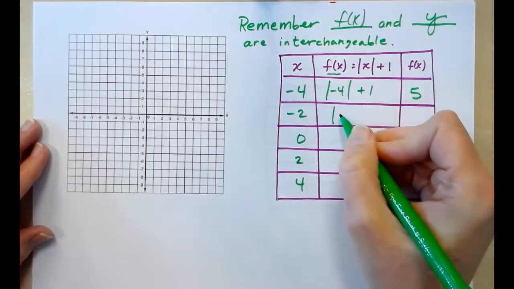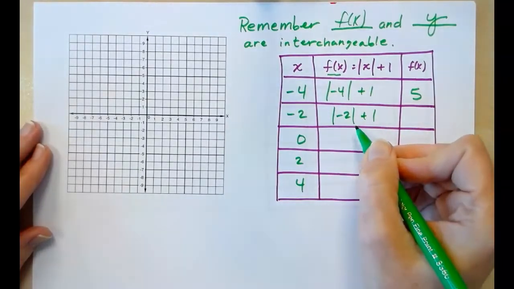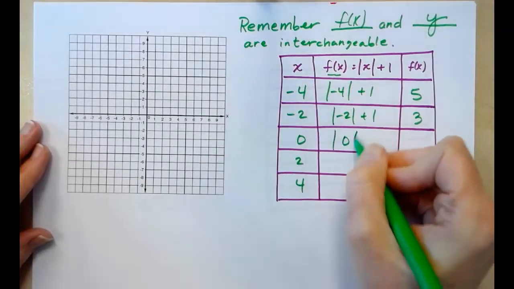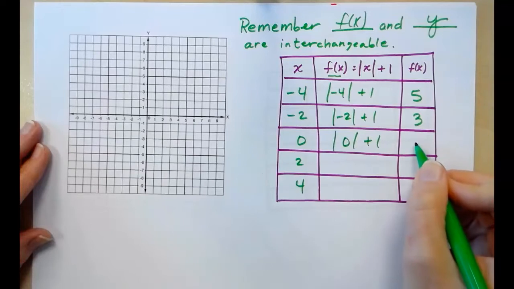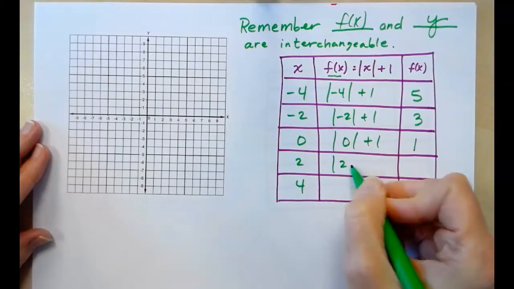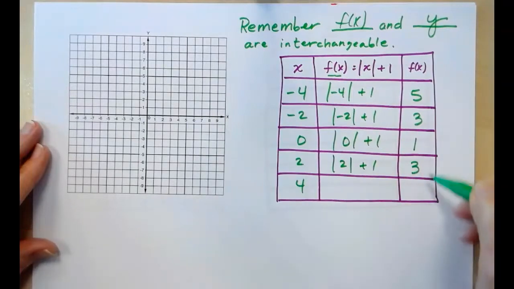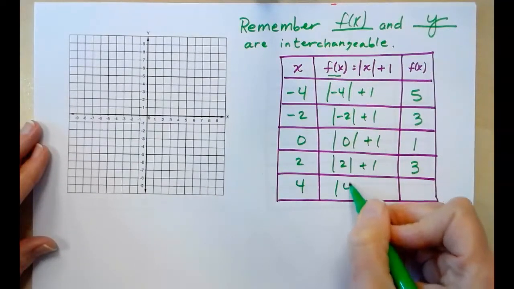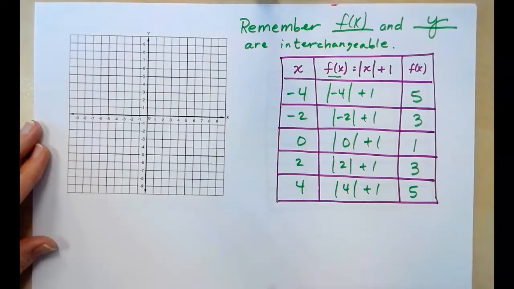Next, let x be -2. The absolute value of -2 is 2. 2 plus 1 is 3. Let's go 0. The absolute value of 0 is 0. 0 plus 1 is 1. Absolute value of 2 is 2. 2 plus 1 is 3. Notice how the numbers for our range are starting to increase. The absolute value of 4 is 4. 4 plus 1 is 5.